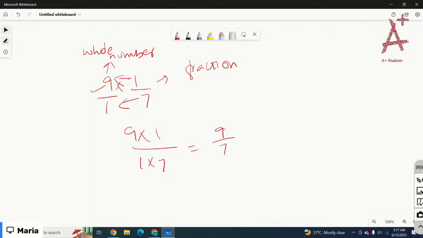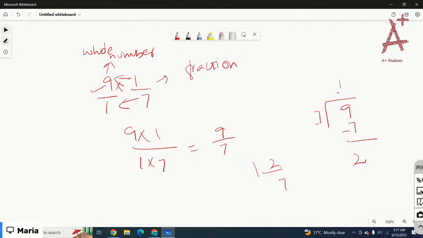Got it? So the numerator is greater than the denominator. 9 is greater than 7. 9 is the numerator, 7 is the denominator. So in this case, the numerator is greater than the denominator, so you can simply divide. 7 times 1 is 7, so 9 take away 7 is 2. So it would be 1 whole 2 over 7. This would be the whole number, this would be the numerator, and this would be the denominator. It would be 1 whole 2 over 7.